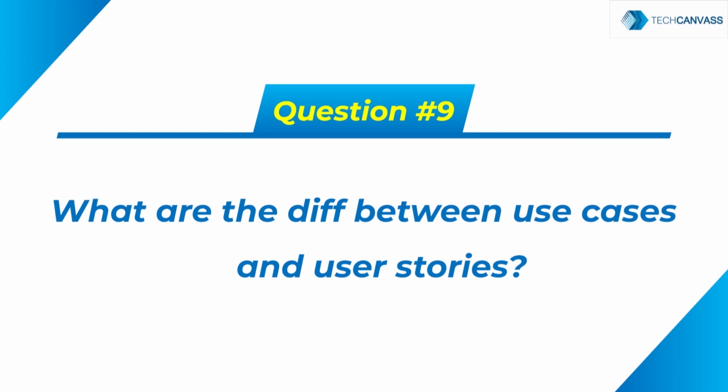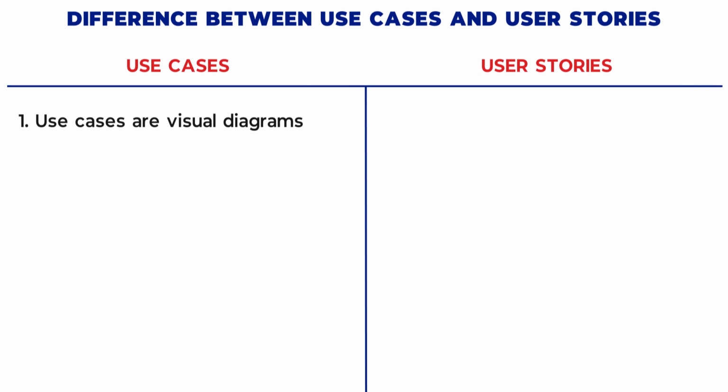Question number 9. What are the differences between use cases and user stories? Both of these techniques are used to capture requirements at a high level and early on in the project. Both of these capture the system requirements from user perspectives. But there are some differences. To start with, use cases are visual diagrams, whereas user stories are textual format.